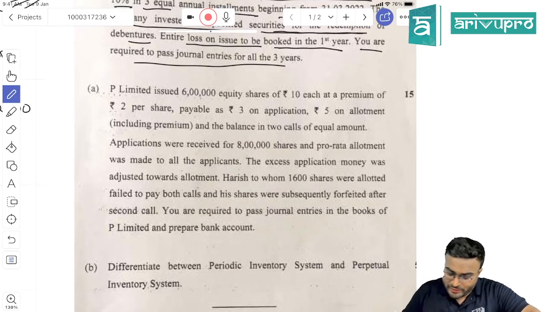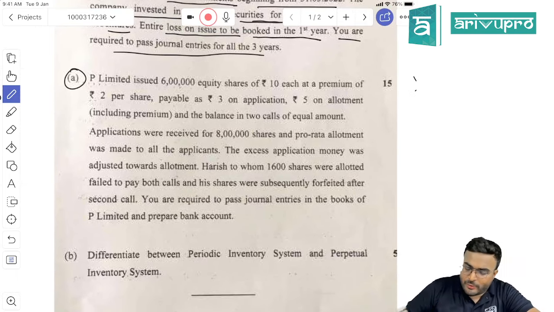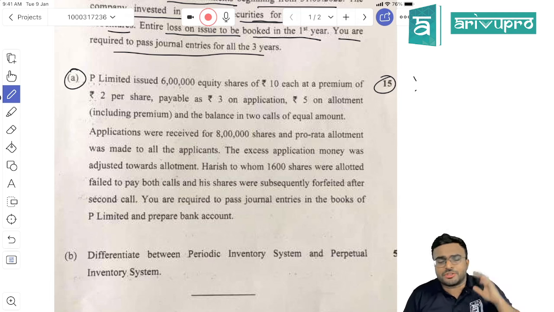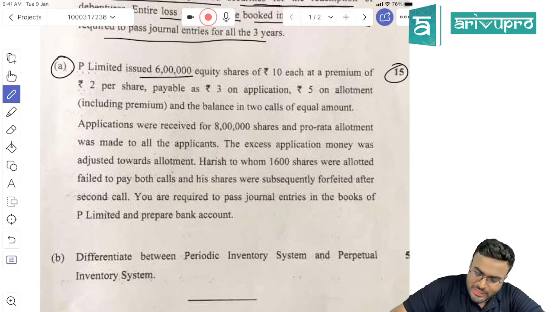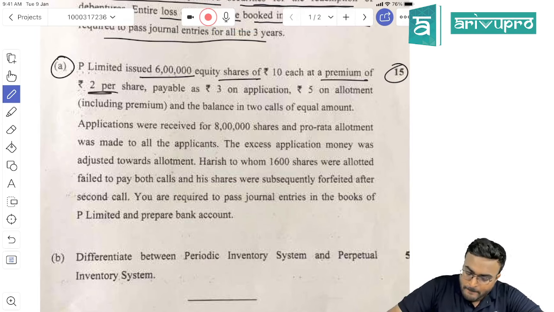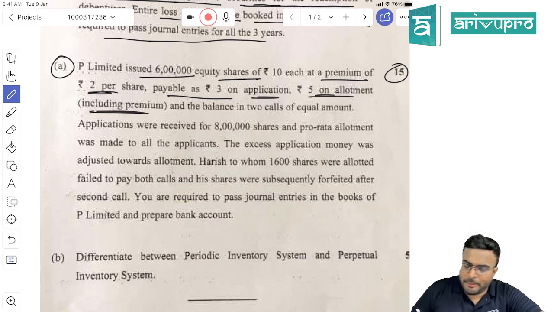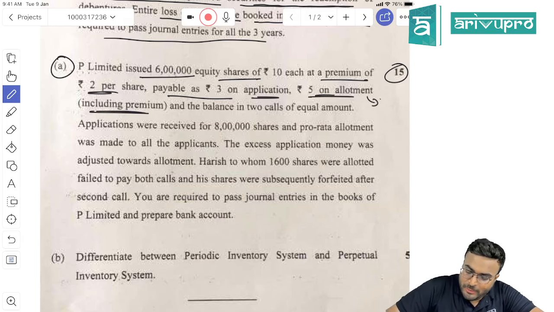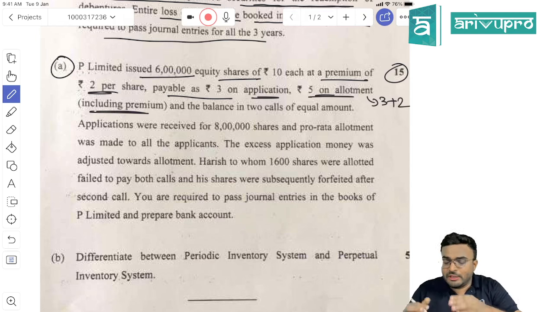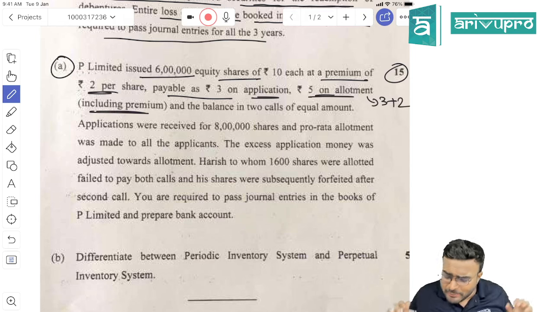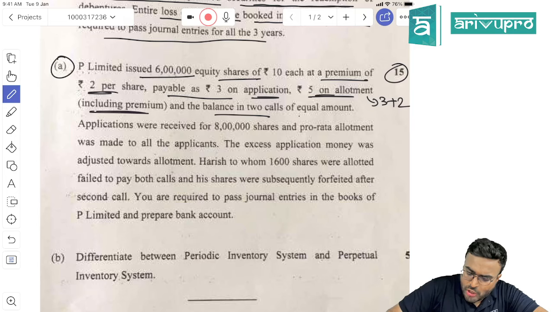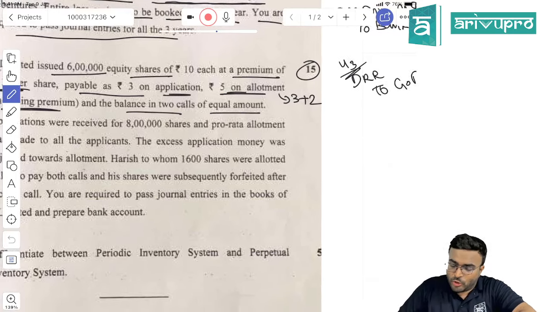Let's go further. The last question in your material, a 15-mark question, as always, they have asked from shares. P Limited issued 6 lakh equity shares of 10 each at a premium of 2 per share, payable as 3 on application, 5 on allotment including premium. So here it is basically going to be 3 plus 2. 3 rupees is allotment money and 2 rupees is the premium money. And balance in 2 calls of equal amount.